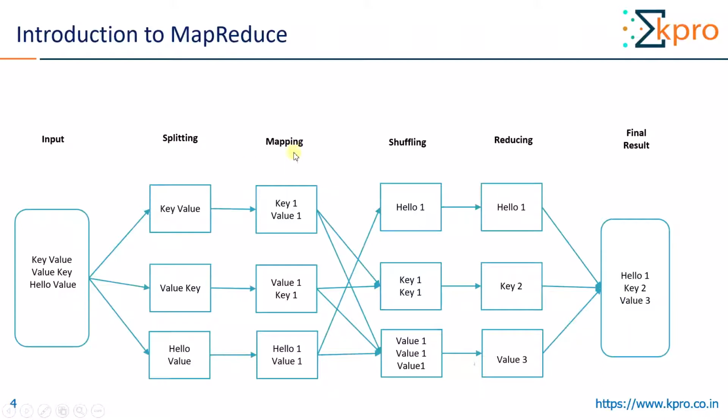In this case, map task will execute first. When it is finished, then reducer task will start. In between, there is a shuffling and sorting happens.